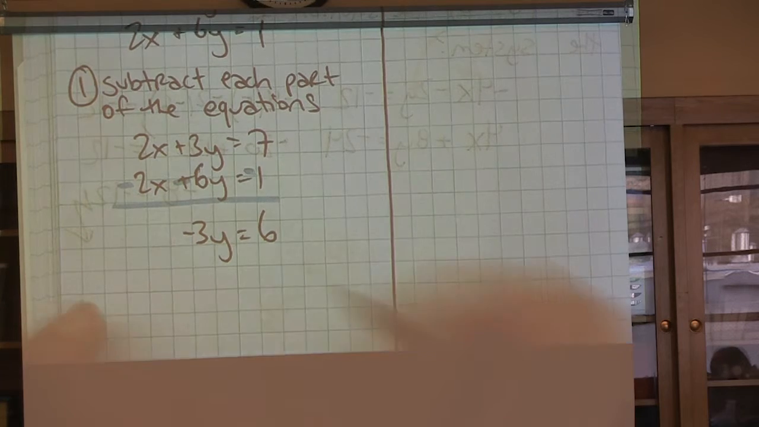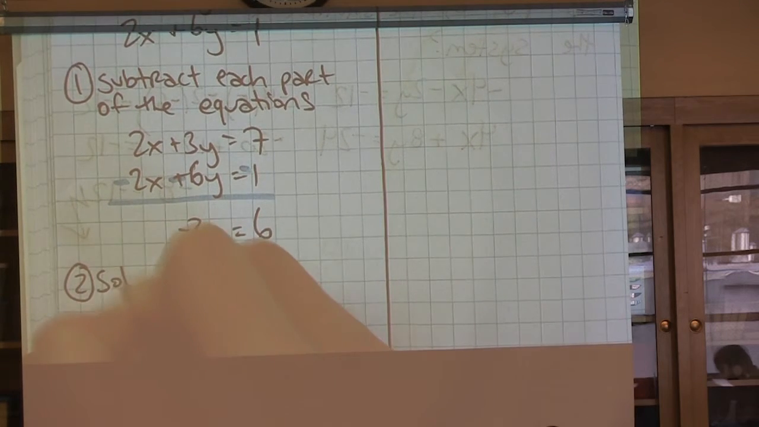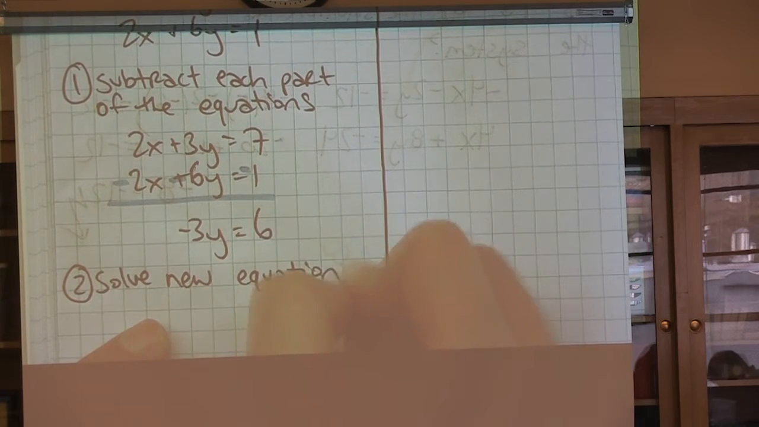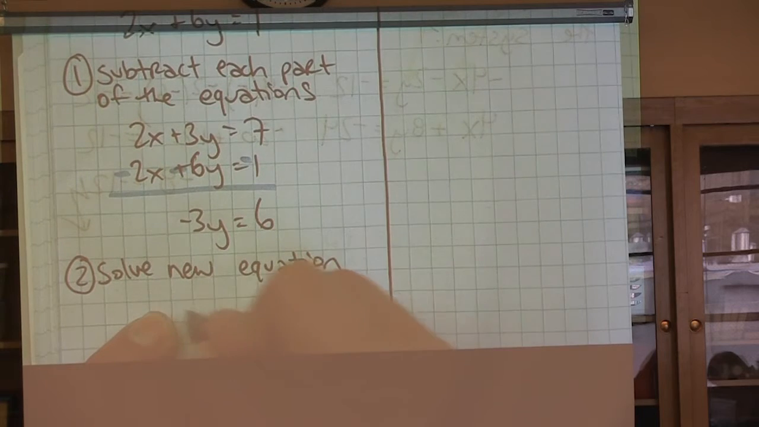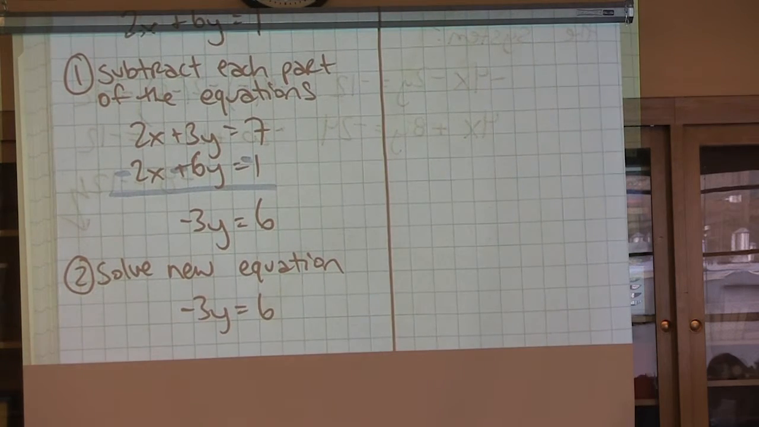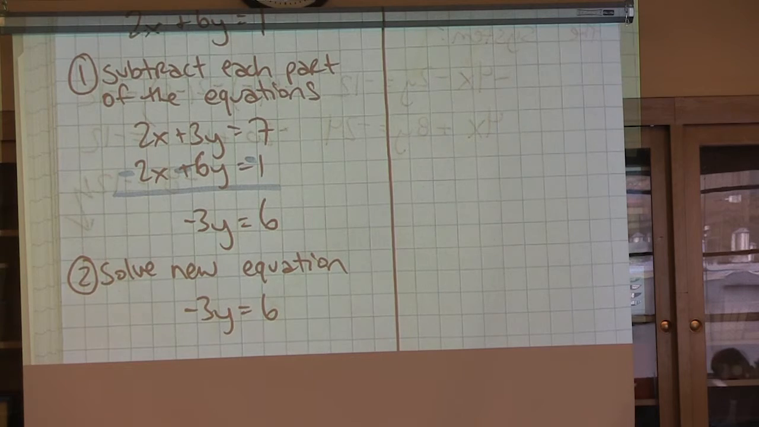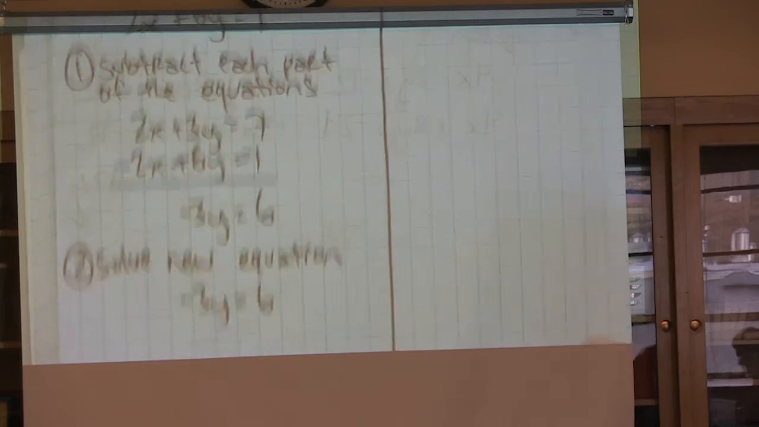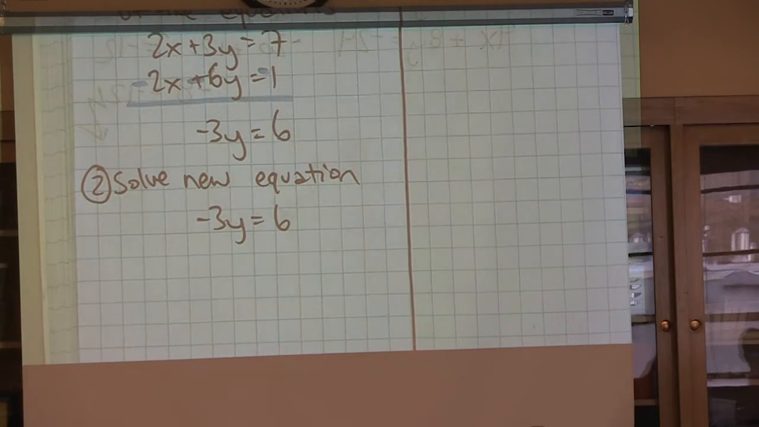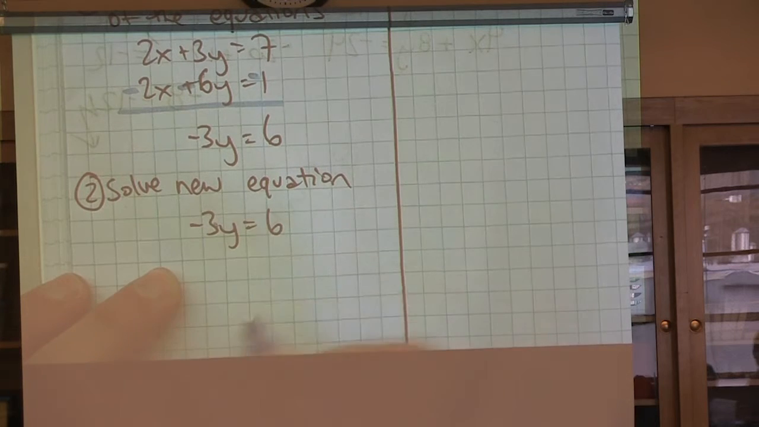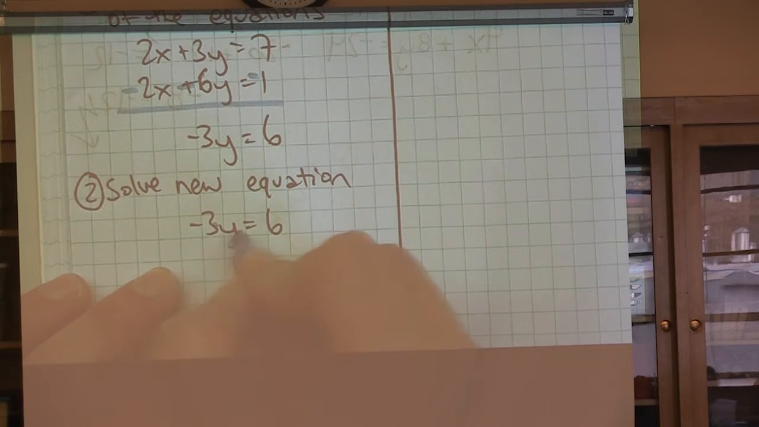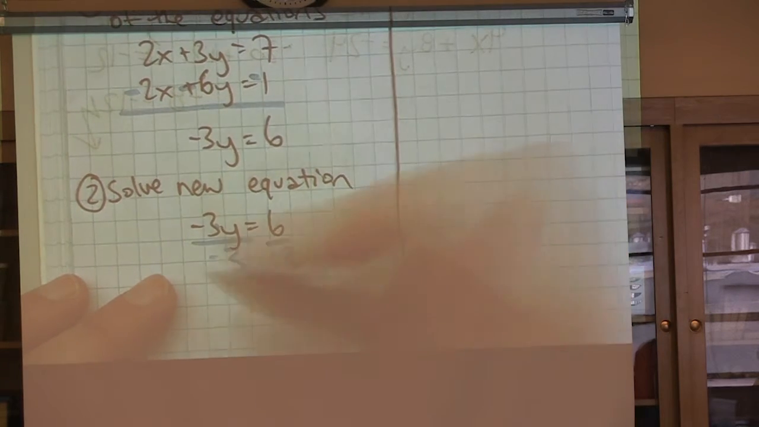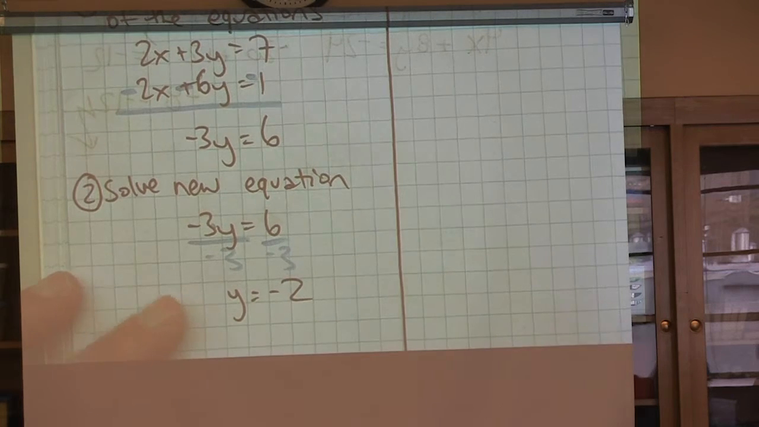Okay? So now that we have that, we're going to finish solving it. Solve the new equation. All right, so I would solve that. If I have negative 3y equals 6, I could solve it in my head by looking at it and thinking for a second. I could solve it algebraically. How do I move that negative 3 to the other side? Ooh, it says times. Negative 3 times y, what's the opposite? Divide. There we go. Divide. So we have y equals negative 2.